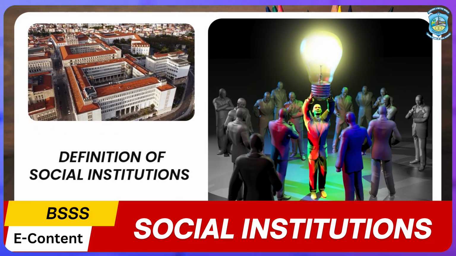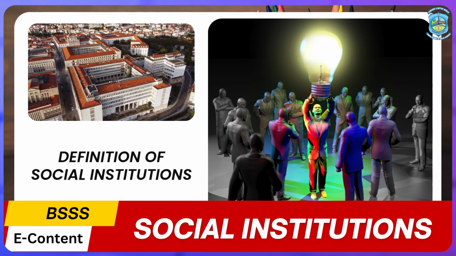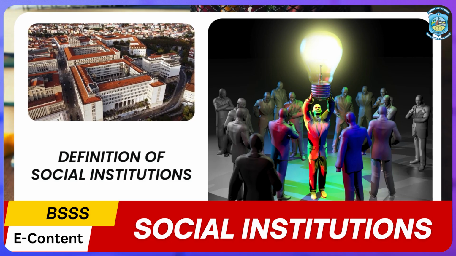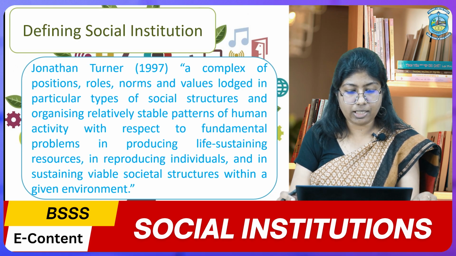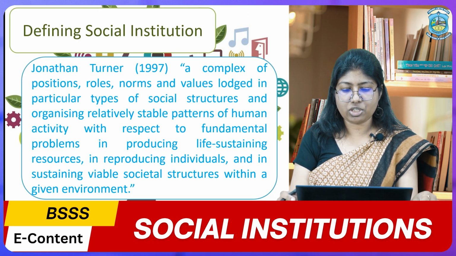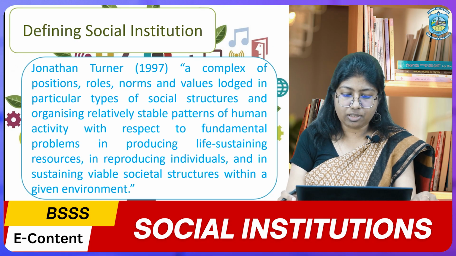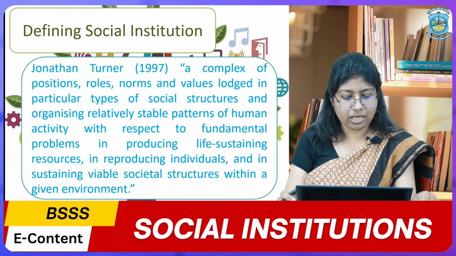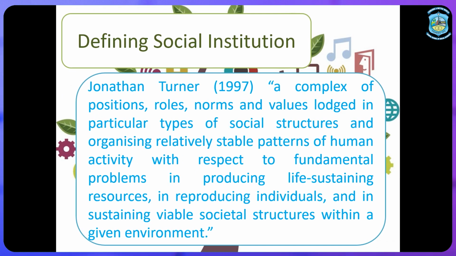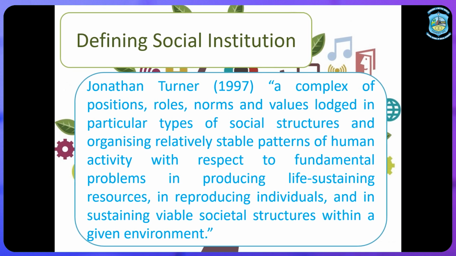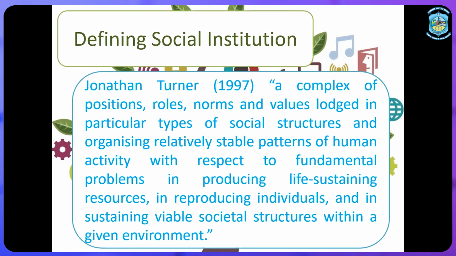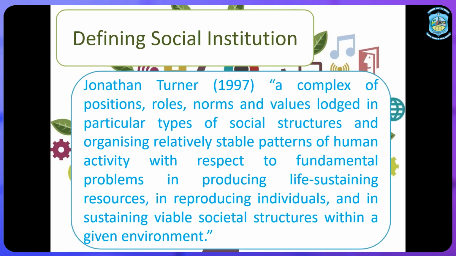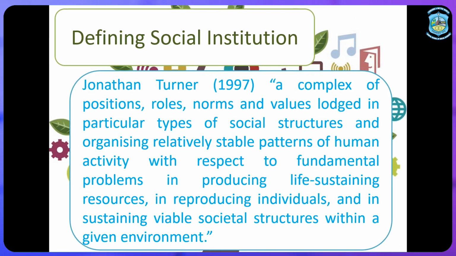Let's see one of the definitions of social institution. This is by Jonathan Turner. A complex of positions, roles, norms, and values that are lodged in a particular type of social structure and organizing relatively stable patterns of human activity with respect to fundamental problems in producing life-sustaining resources, in reproducing individuals, and in sustaining viable societal structures within a given environment.